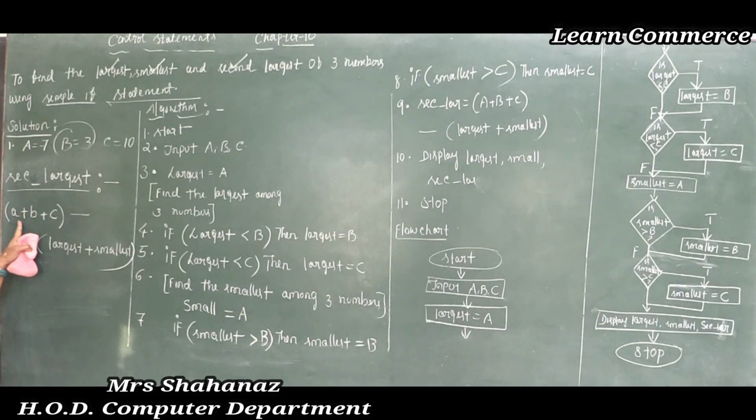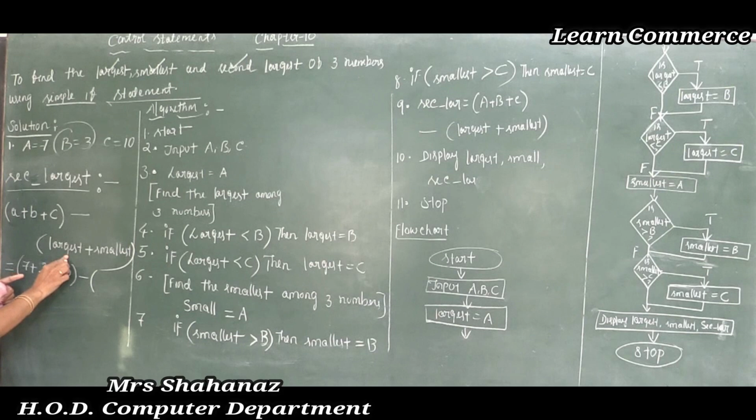How I have written it: A plus B plus C minus largest plus smallest. So using this formula I can find out the result for the second largest number. Now as we know, the A value is 7 here, the B value is 3 and the C value is 10 here, correct now, and minus, next, the largest value.